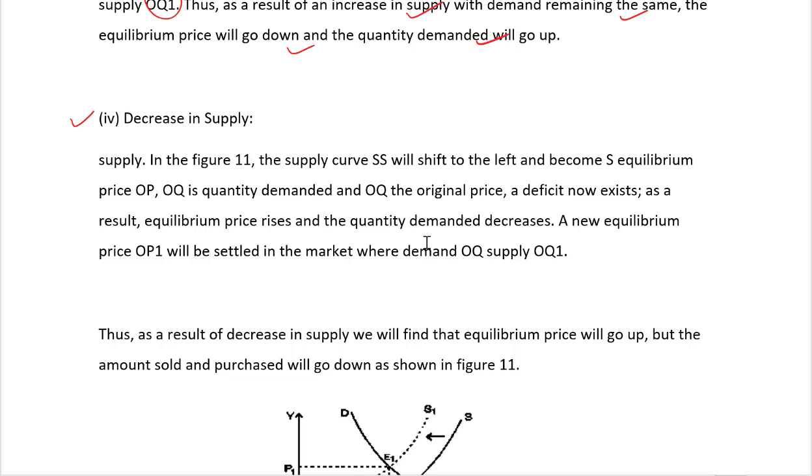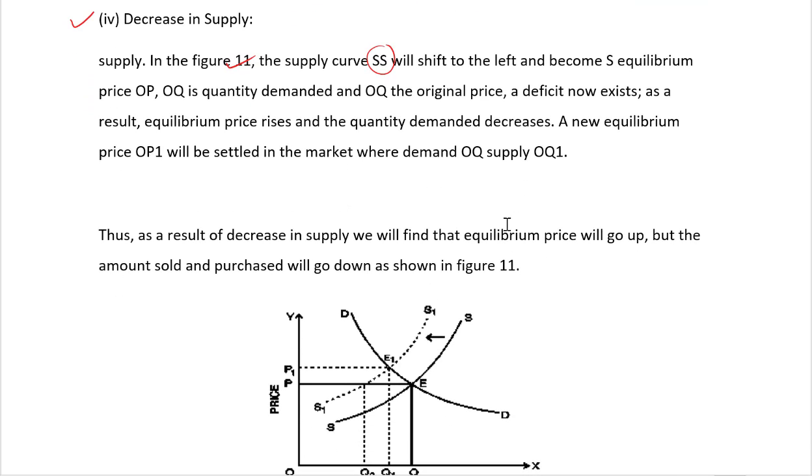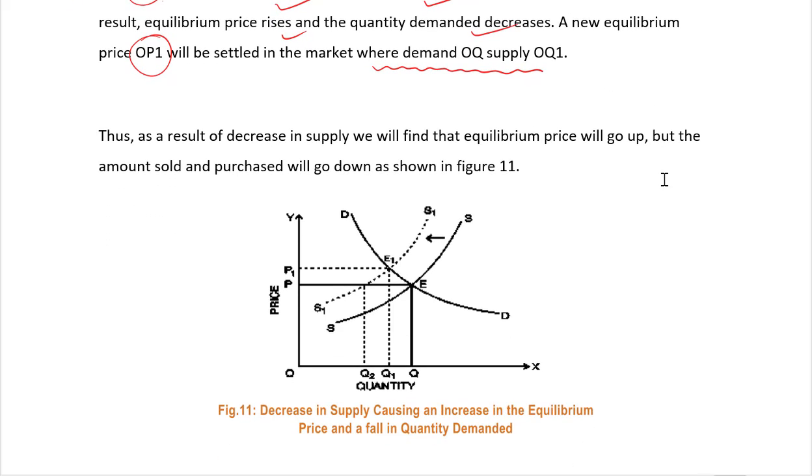In figure 11, the supply curve SS will now shift to the left and becomes S1. So at equilibrium price, that is OP, OQ is the quantity demanded and OQ is the original price. A deficit now exists. As a result, equilibrium price rises and the quantity demanded decreases. The new equilibrium price, that is OP1, will be settled in the market where demand is OQ, supply is OQ1.